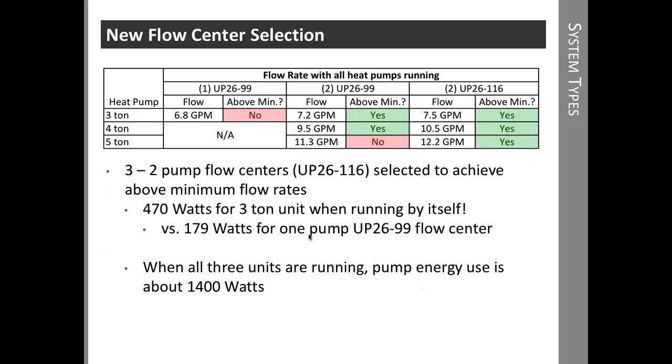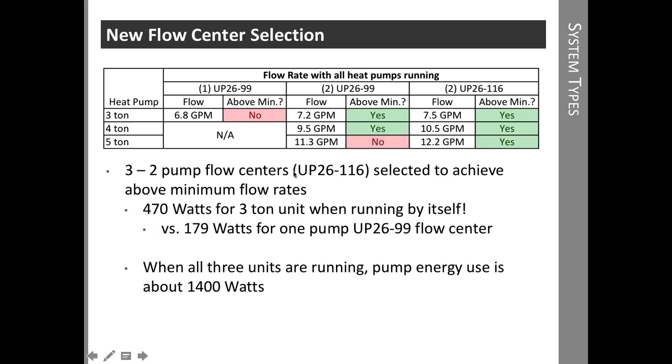All right, so this chart summarizes what's happening. We cannot get enough flow on our 3-ton with our rule of thumb. Same thing on the 5-ton with our rule of thumb. We can upsize. We can get it with the two-pump flow center on this particular application. So we end up with, let me start over, we end up with three two-pump flow centers. Tongue twister this morning. In order to achieve our flow rates.